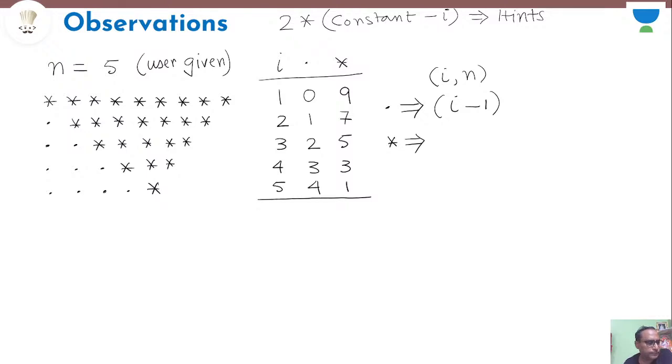Should I tell you? I've already written 2 into constant minus I. So that should be the formula. When I increases, another variable will decrease. Then constant minus I is the solution, because when I increases, constant minus I will decrease. And if you multiply this with 2, then it will decrease by 2.